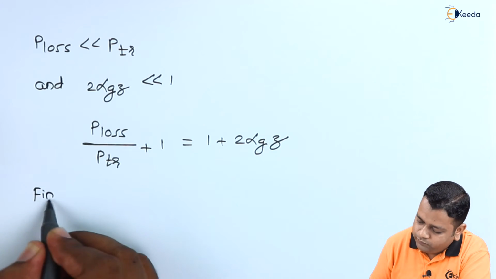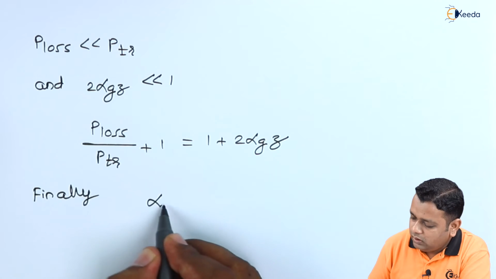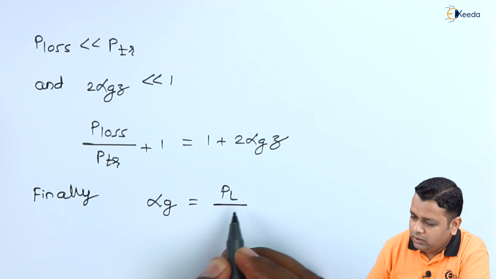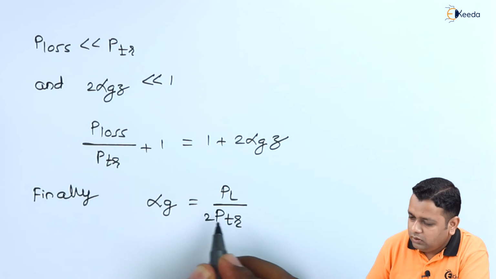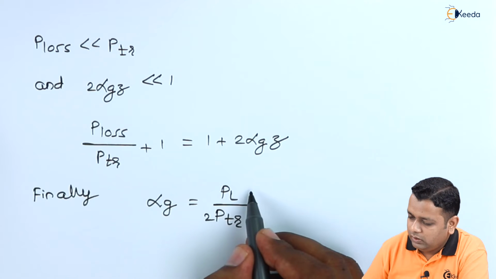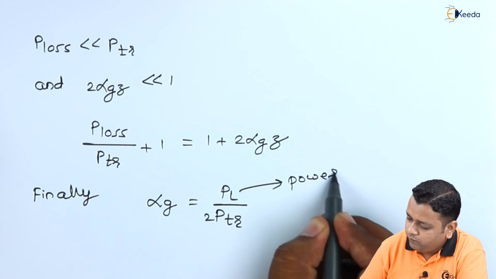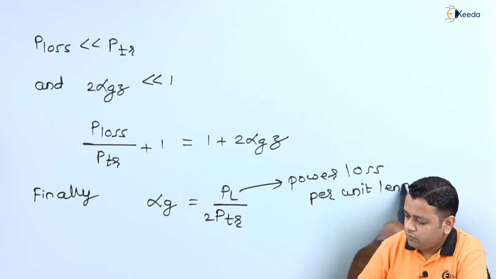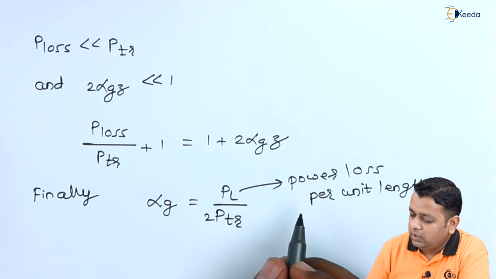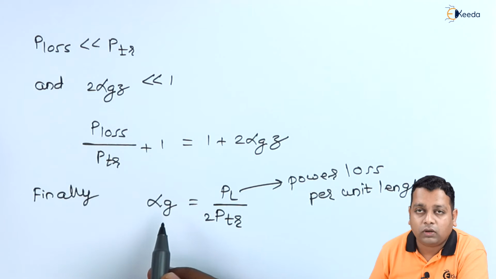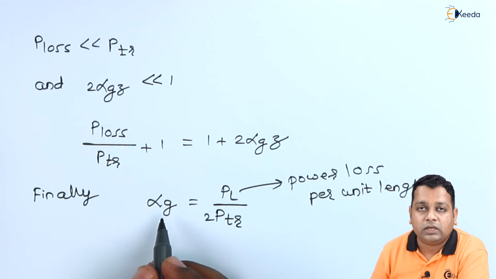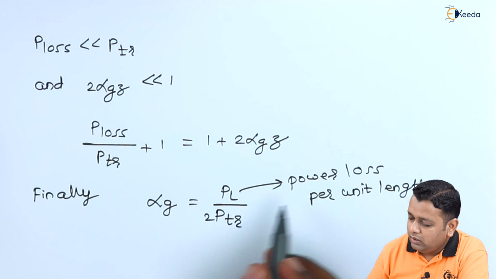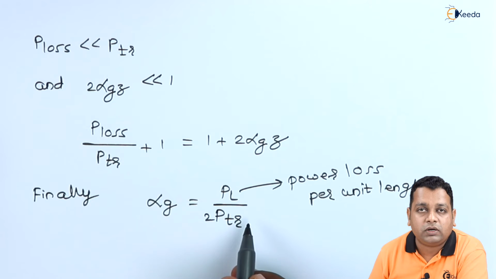And finally we obtain alpha suffix g is equal to the ratio of PL divided by PTR into twice. So here PL is the power loss per unit length. So here we can say that the attenuation constant for the guide walls, hence the suffix g is mentioned, is equal to the ratio of power loss per unit length to twice the power transmitted through the waveguide. Now we have the representation of the decay in an exponential manner.